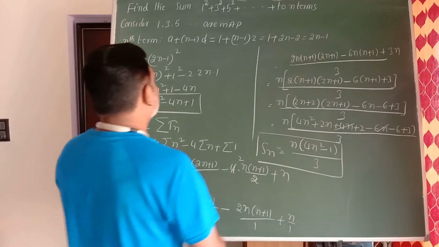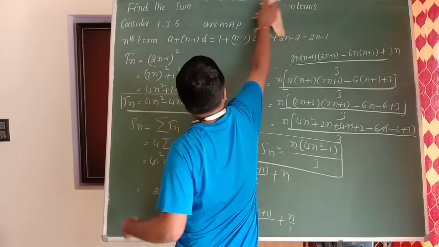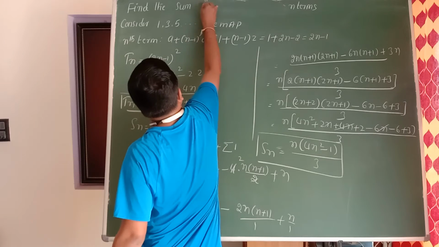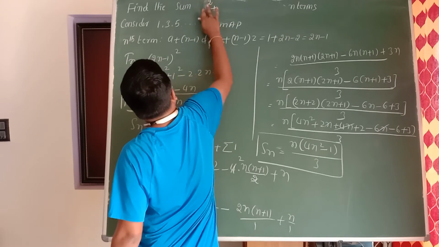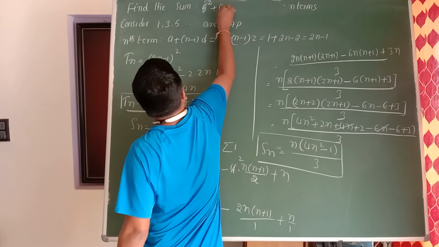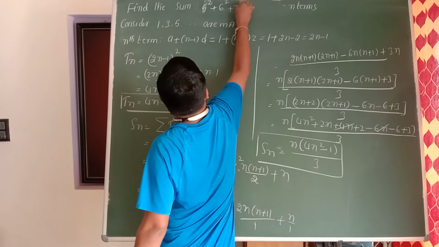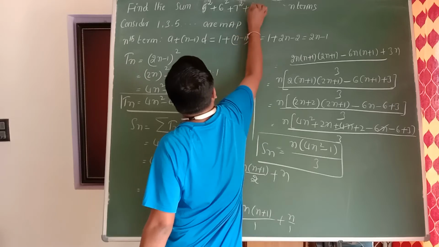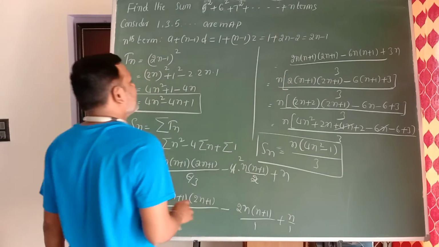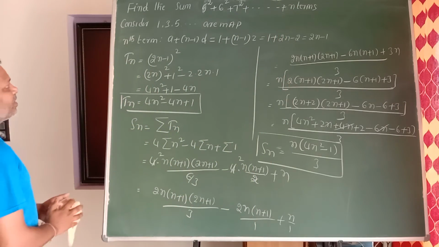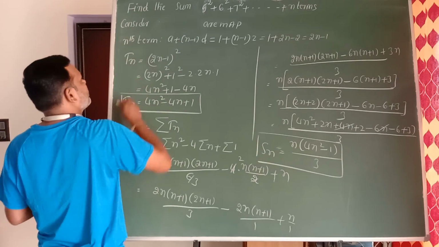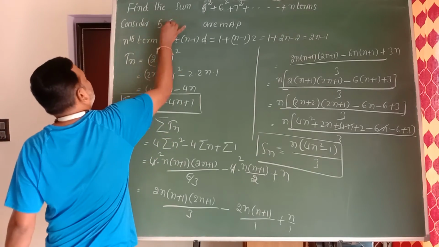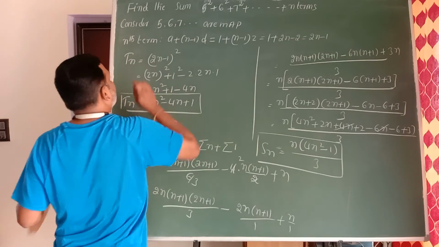5 square, the question is like this. Look at that: 5 square plus 6 square plus 7 square and so on, up to n terms. Now let us consider the first terms. What are the first terms? Consider 5, 6, 7, which are in AP.